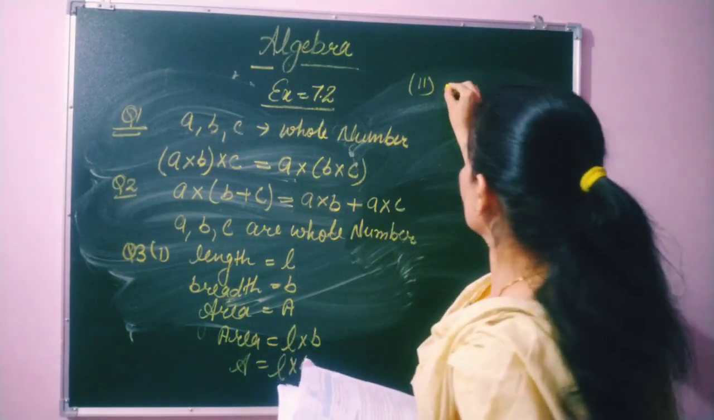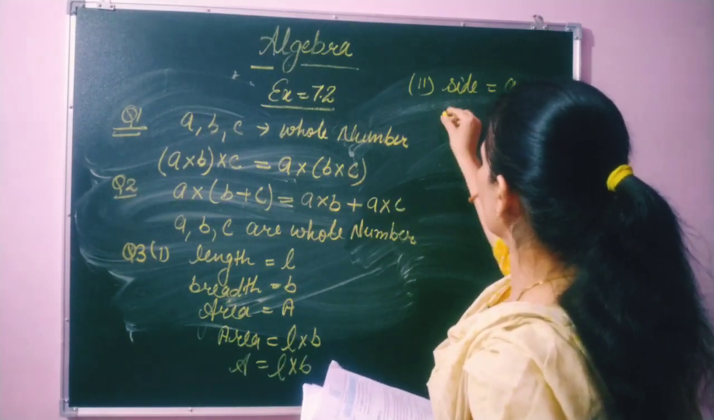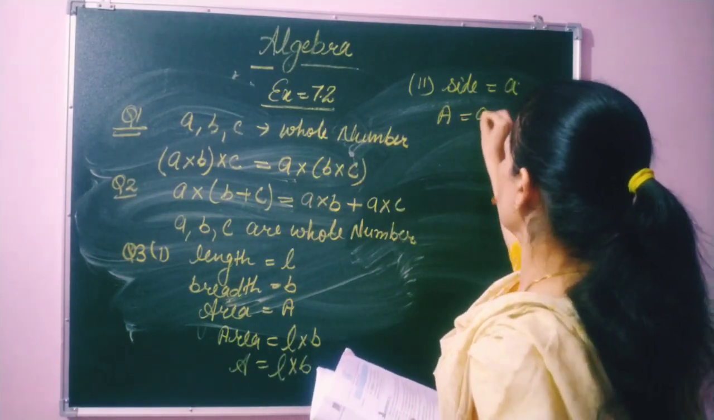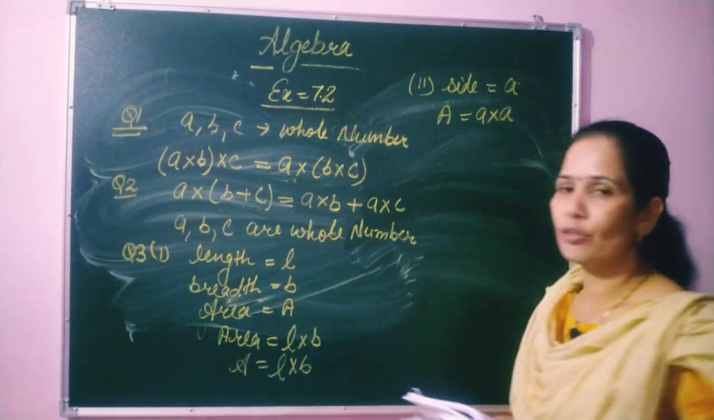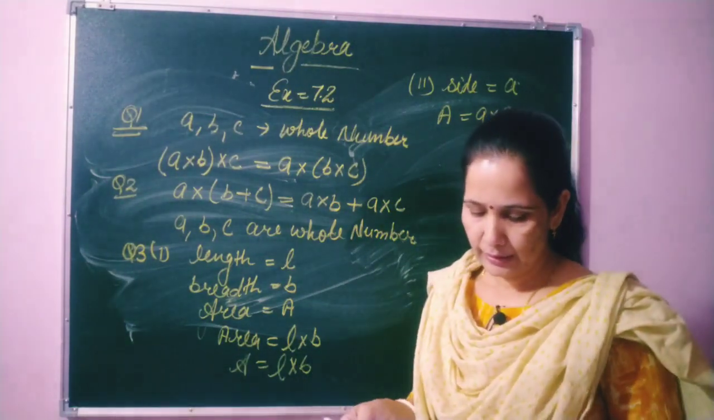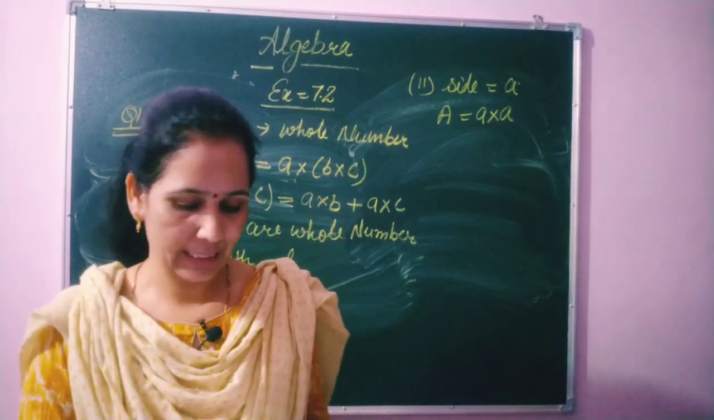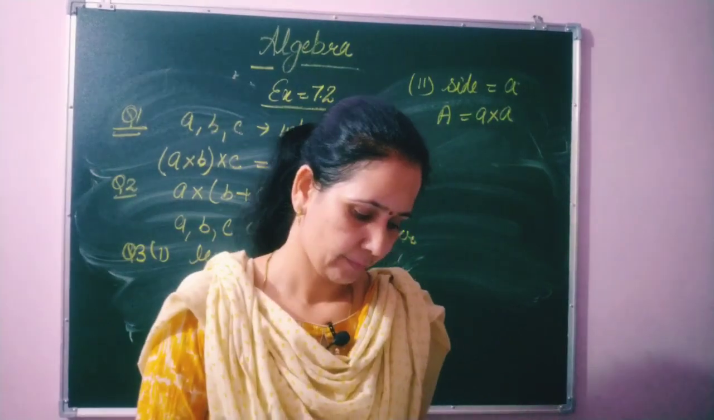In the area of a square, we are using side, and we assume that the side equals A. So the area is A into A, that means side into side. Third, the area of a triangle is equal to half the product of its base and height.